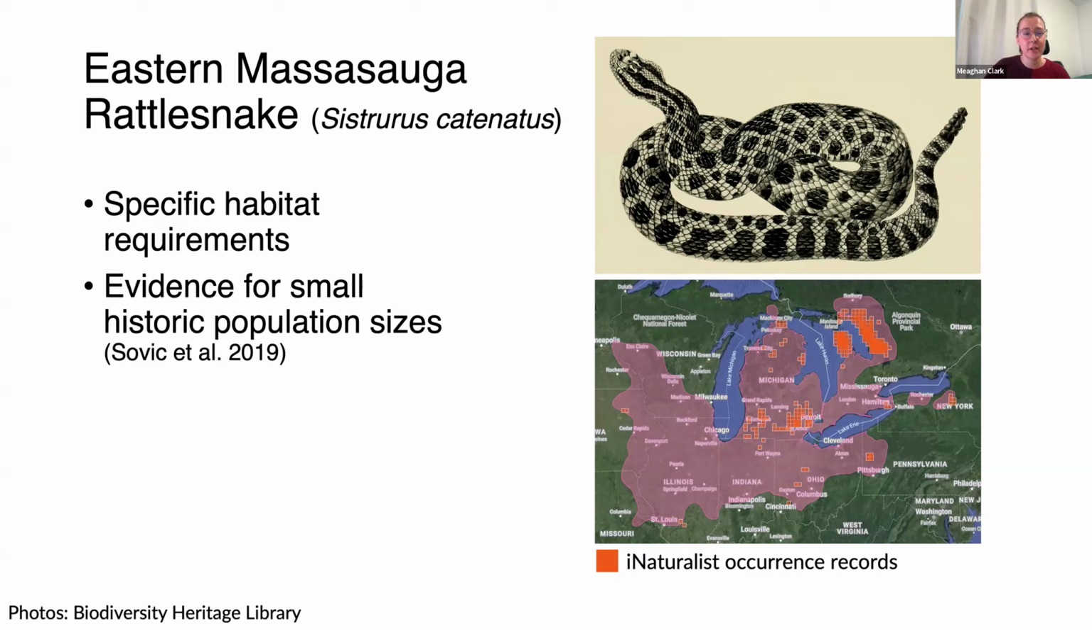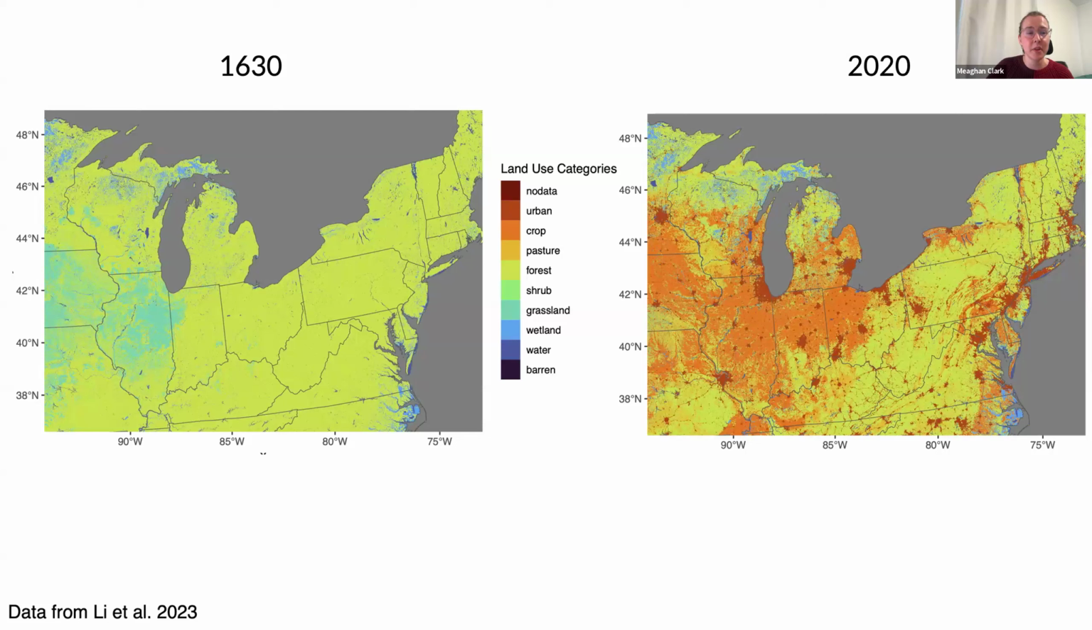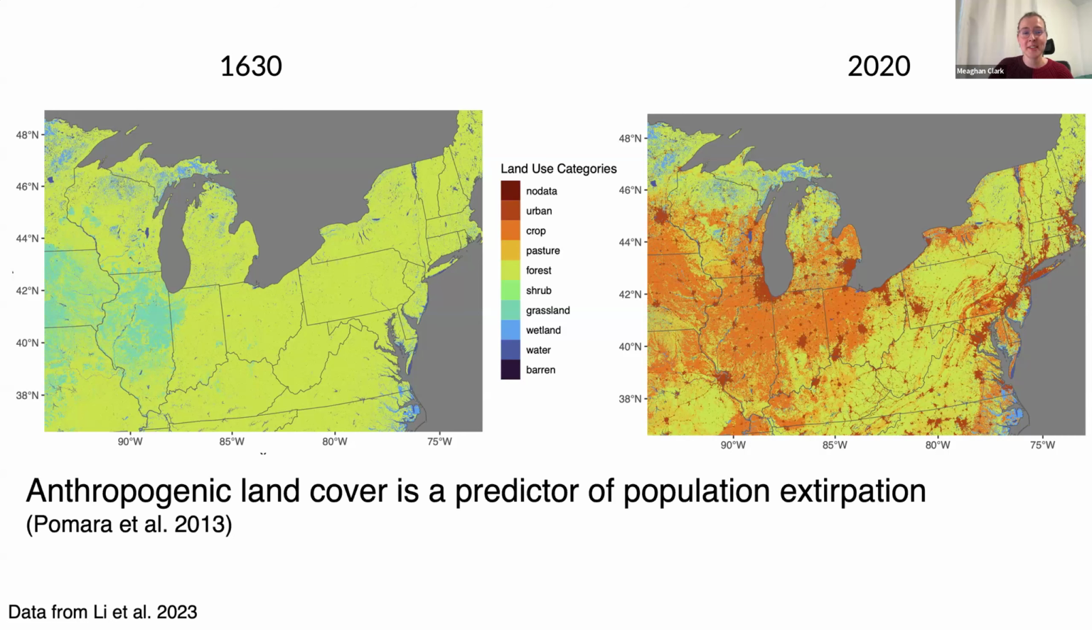However, they've also experienced a lot of habitat loss over the past few hundred years. These plots here show what this landscape in the United States looked like using some backcast land use and land cover data in the years 1630 compared to 2020. And we can see that a lot of natural areas have been converted to agricultural and urban land use types. This is a problem for Eastern Massasaugas because they do not like these sorts of land cover. Anthropogenic land cover is a significant predictor of population extirpation.